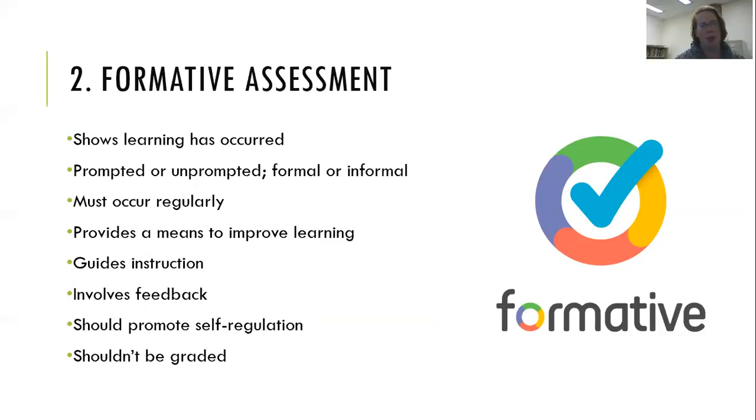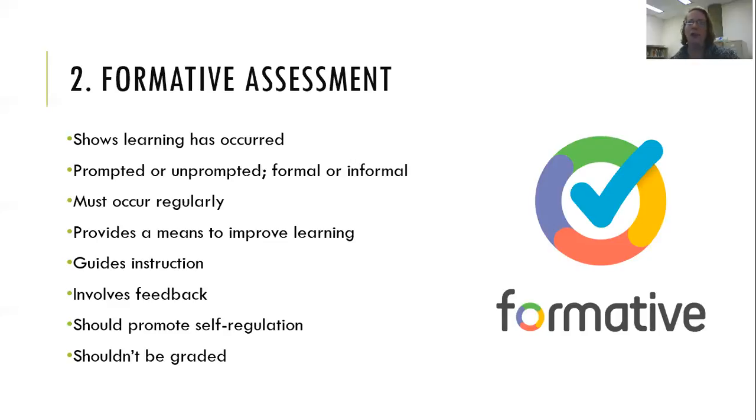Formative assessments also should not be graded. The idea here is just to provide both you and the student with a way of measuring if they are getting the material or not. It's not designed to be punitive, whereas we can somewhat think of summative assessments as being punitive.